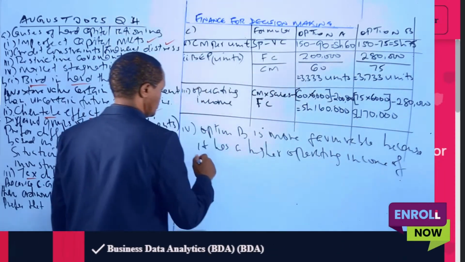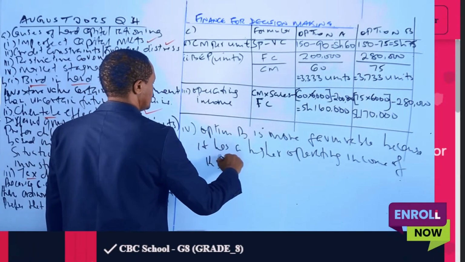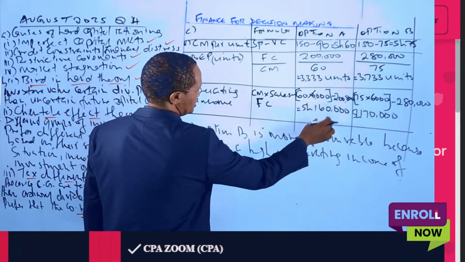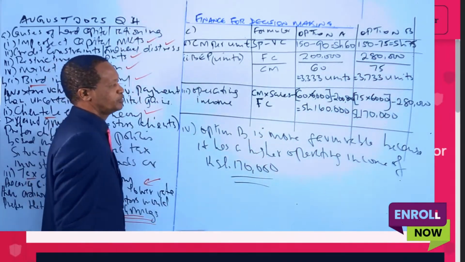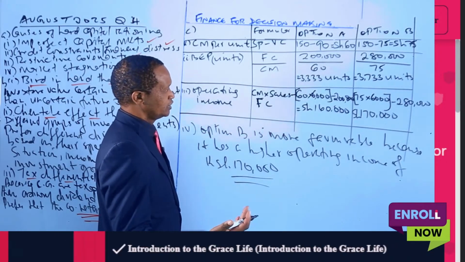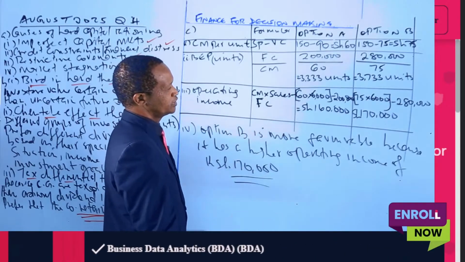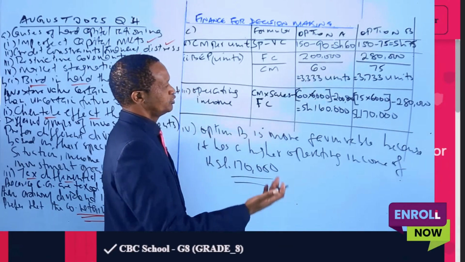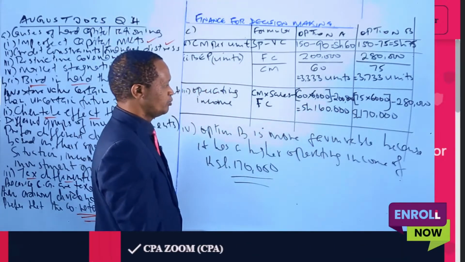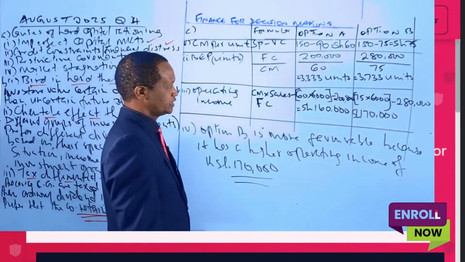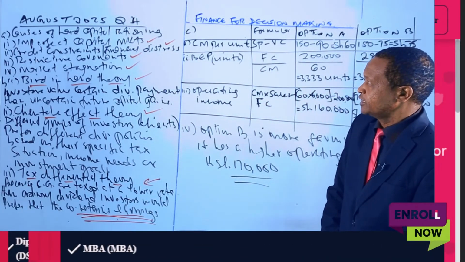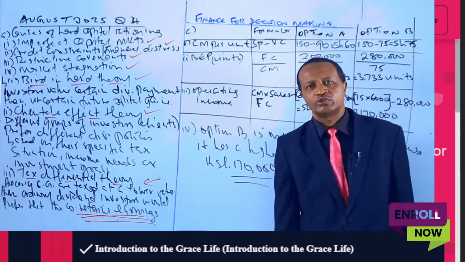of shillings 170,000. You see, this one is higher than the 160,000 because companies are in business to make more income. If option A promises 160,000 shillings and option B promises 170,000 shillings, it's better to take the one that promises a higher operating income. So that is it, candidates, for today's lesson, in which you have answered the question that was tested in August 2025, question 4.